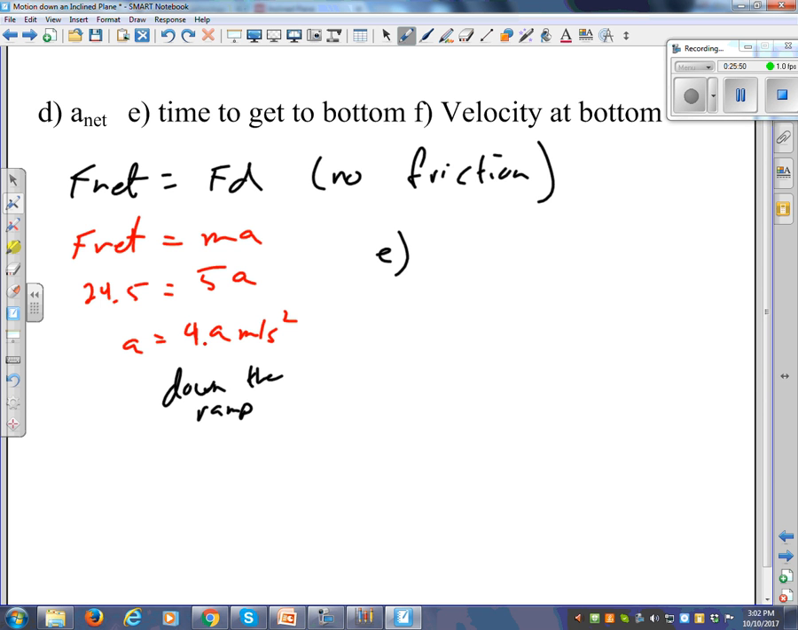To get the time, I got the A, so I have the VI. What's the initial velocity of this thing? 0. So I got the VI, I got the A. Do I have the distance? Yep, it's 1. I need to find the time to get to the bottom. I'm going to use D equals VIT plus 1/2 AT squared.